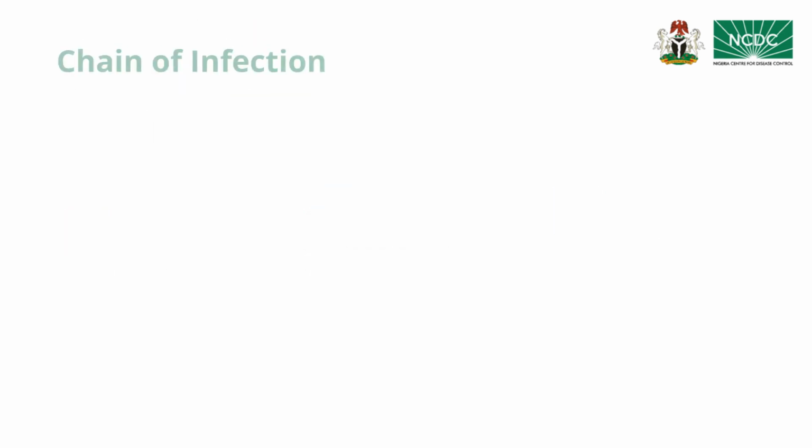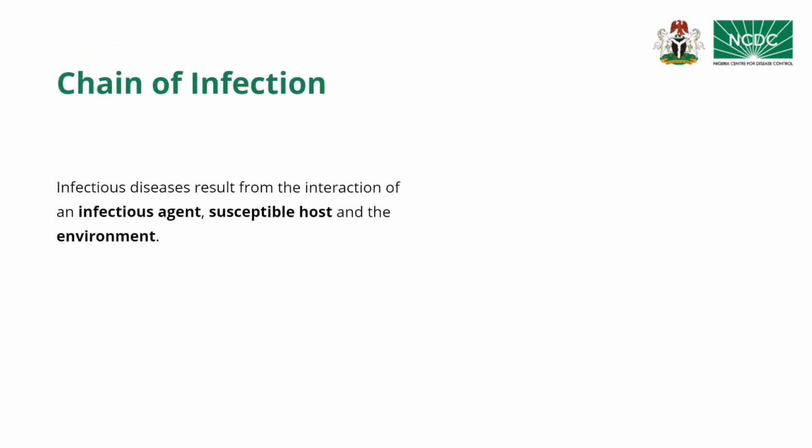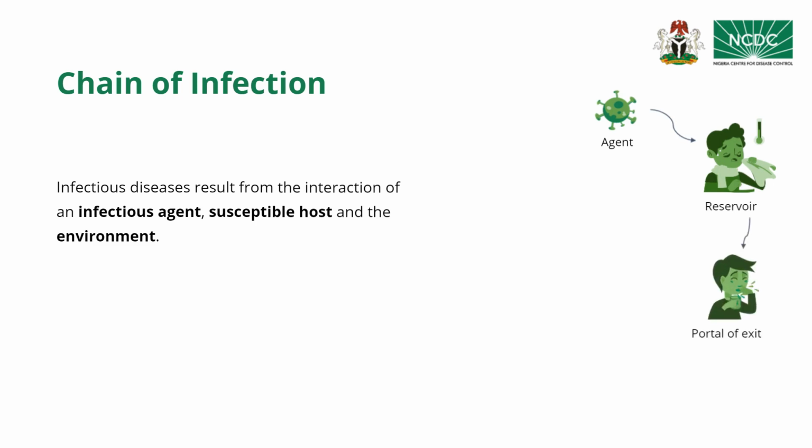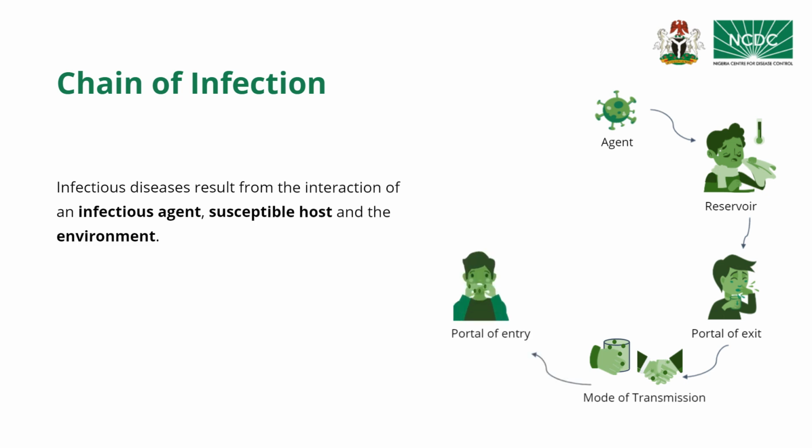COVID-19. Infectious diseases result from the interaction of an infectious agent, susceptible host, and the environment. Transmission of infectious disease occurs when an infectious agent leaves its reservoir through a portal of exit, is conveyed by some mode of transmission, and enters through an appropriate portal of entry to infect a susceptible host. This process is called the chain of infection.